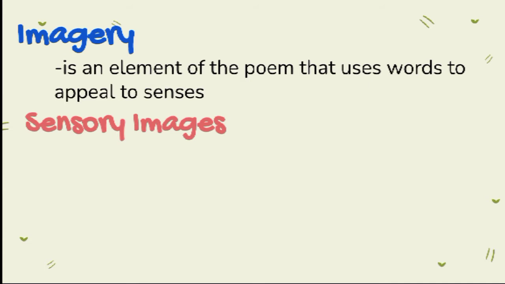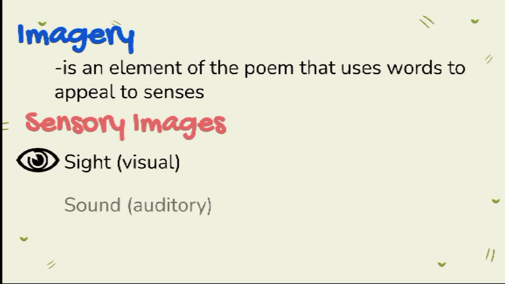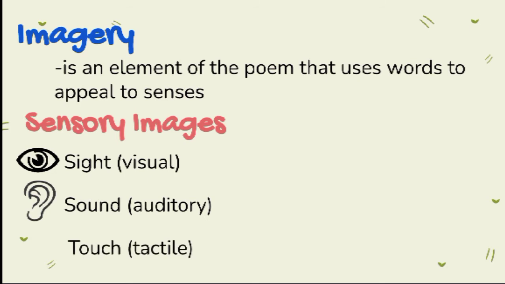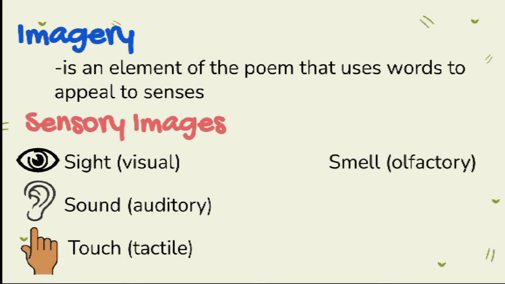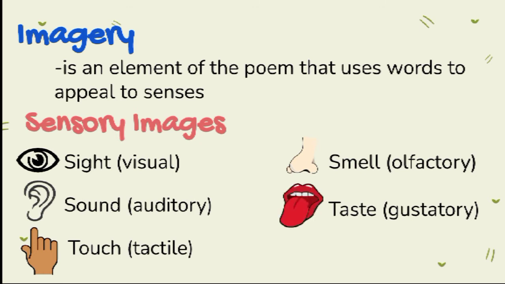There are 6 sensory images such as sight or visual, which appeals to the sense of seeing, sound or auditory, which appeals to the sense of hearing, touch or tactile, which appeals to the sense of feeling, smell or olfactory, which appeals to the sense of smelling, taste or gustatory, which appeals to the sense of taste, and the last one, motion, which appeals to the sense of seeing with another dimension, that is movement.